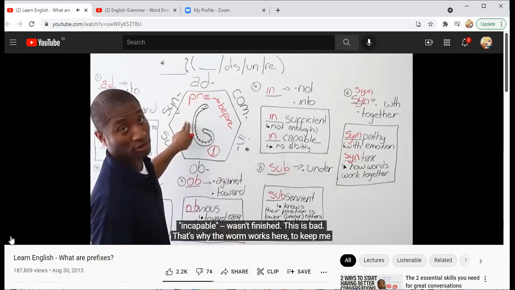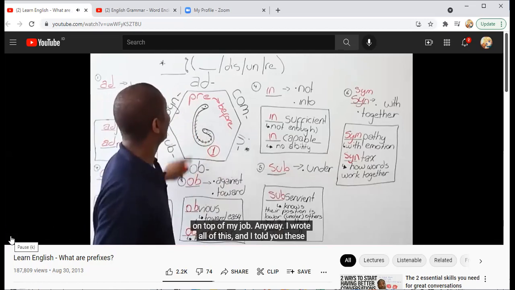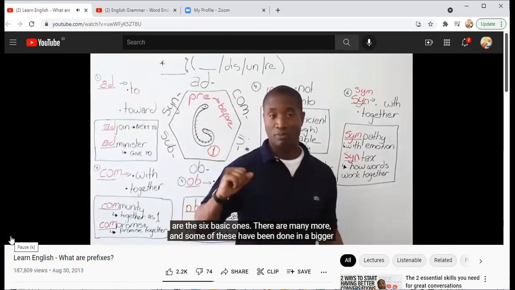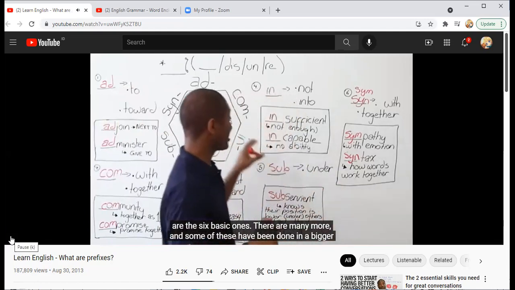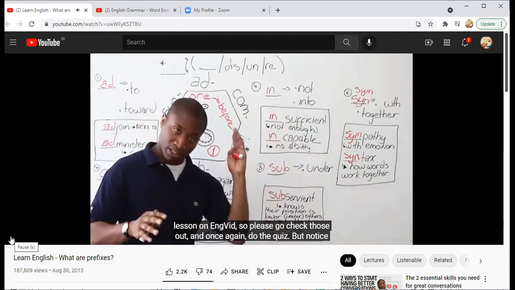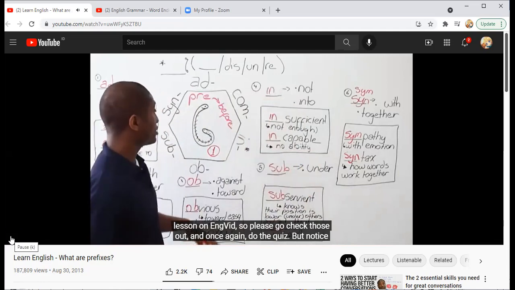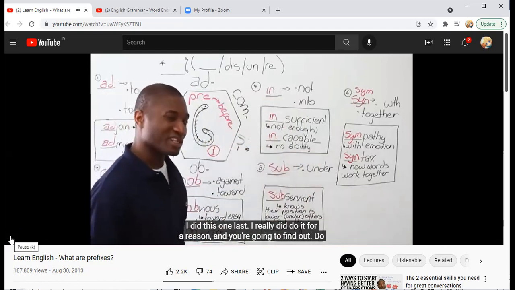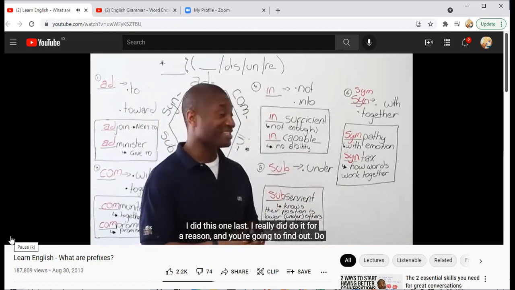That's why the word works here. Anyway, I wrote all of this, and I told you these are the 6 basic ones. There are many more. Some of these have been done in a bigger lesson on English. Let's go check those out, and let's get to the quiz. But notice I did this one last. I really did do it for me. You're going to find out.